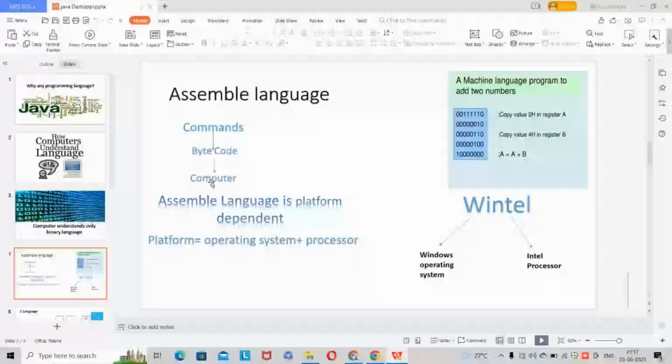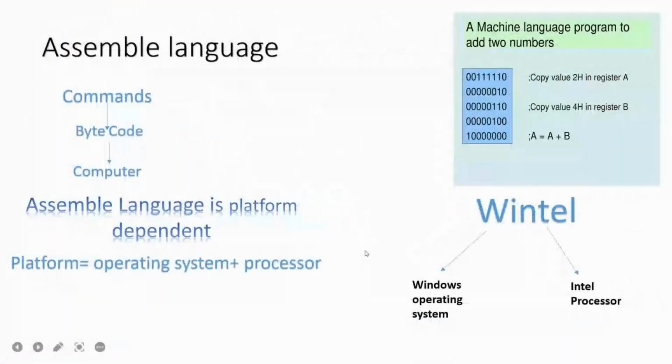Before the introduction of Java, Python, or whatever the languages, you had one popular language, which is assembly language. This assembly language is converted to the binary language which can be understood by the computer. A simple thing you can see in the slides here: you just want to add two numbers, like a plus b, and you represent that in assembly language.